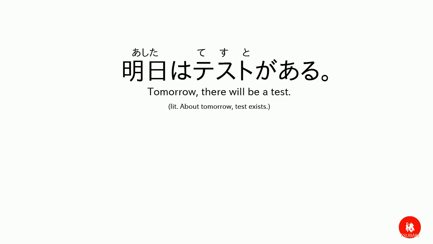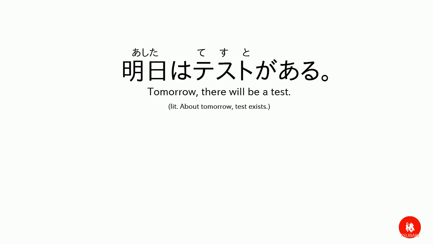So here's an example. Ashita wa tesuto ga aru. Ashita, so about tomorrow. Tesuto is test, and ga aru, well, aru is a verb and it stands for an existence. It means existence for inanimate objects. We'll get to that later. But basically what the sentence is saying is that there is a test tomorrow.